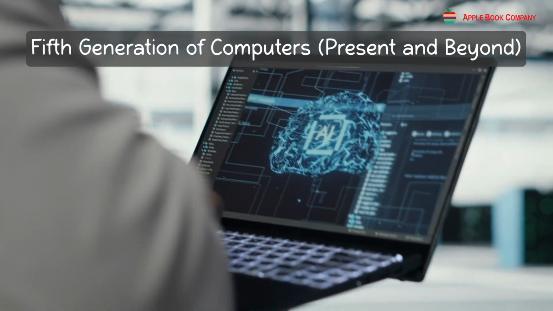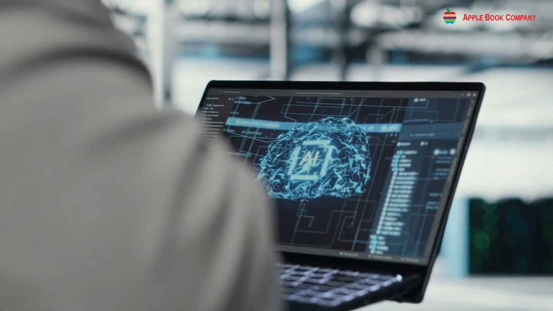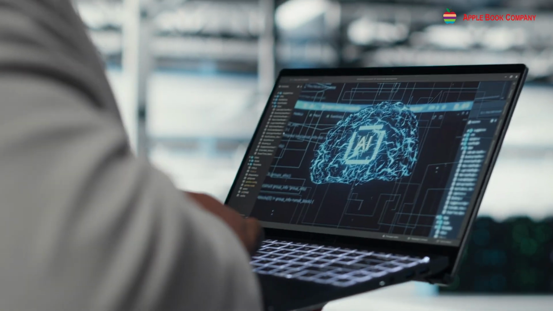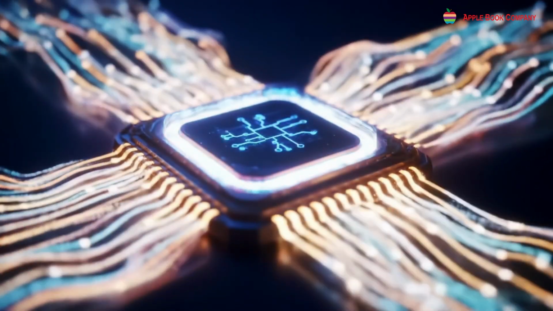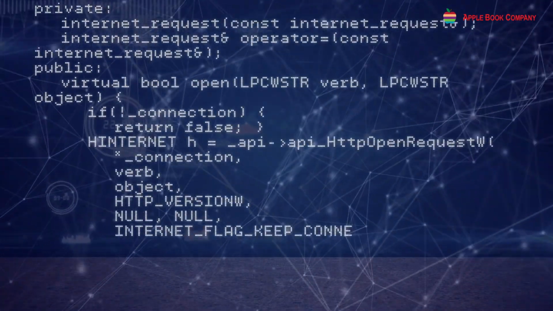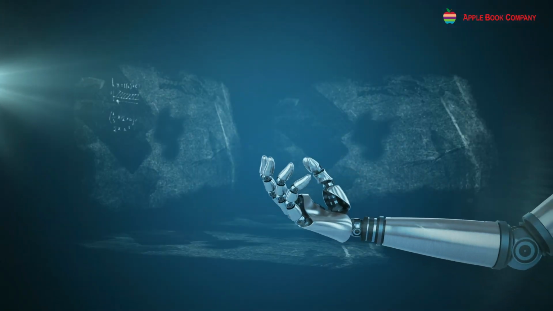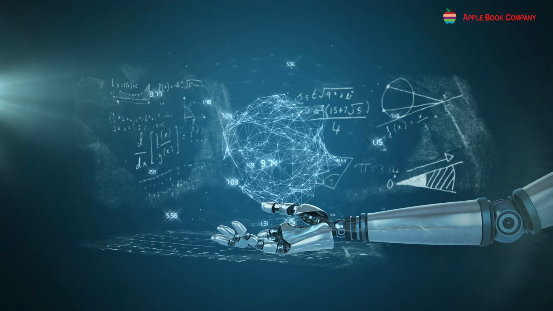Fifth generation of computers, present and beyond. Fifth generation computers are based on artificial intelligence and use ULSI, Ultra Large Scale Integration technology. These computers aim to process natural language. Machine learning, robotics, and quantum computing are part of this generation.